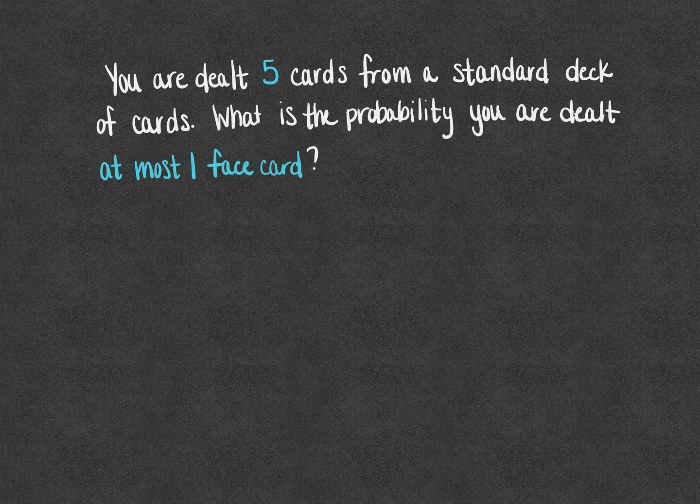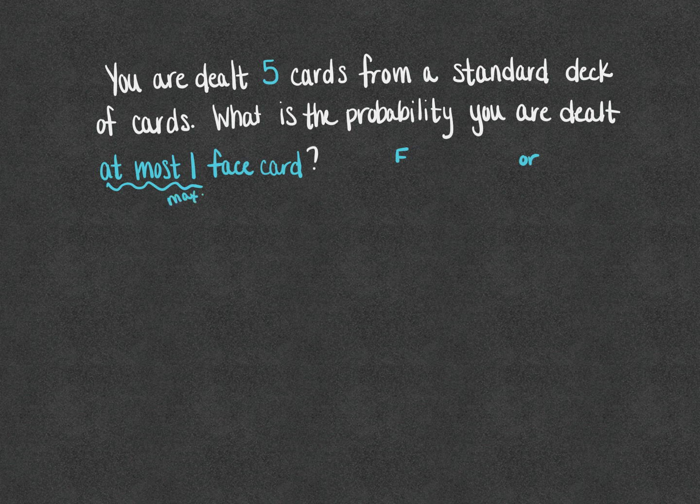So let's take a look at an example about a 5-card hand. We're going to be dealt 5 cards from a standard deck. What is the probability we are dealt at most 1 face card? At most 1 face card. So again, looking at that phrase, at most 1, that means I could have 1 face card, or I might not have any face cards. So one face card or no face cards, because at most one, again, is a maximum.